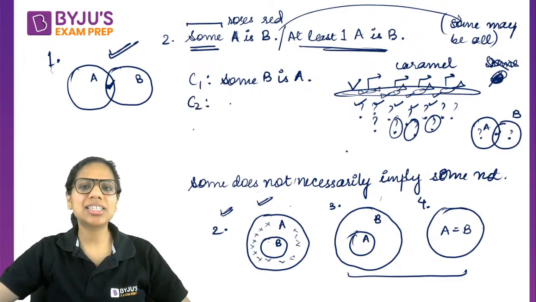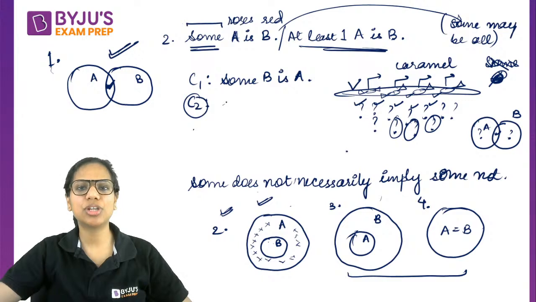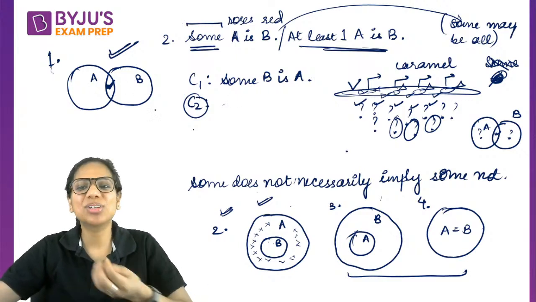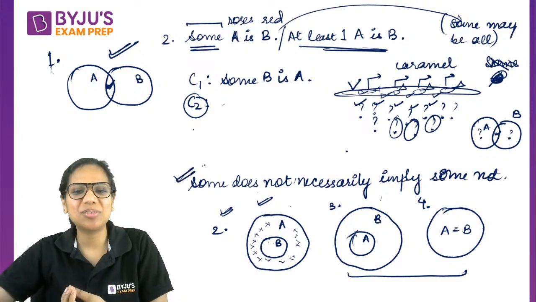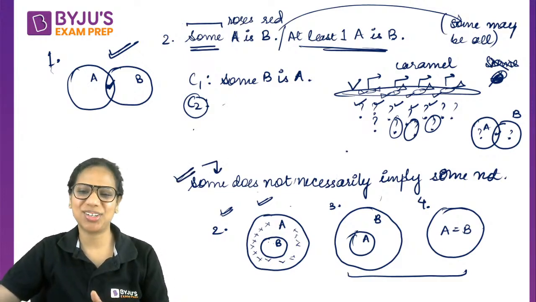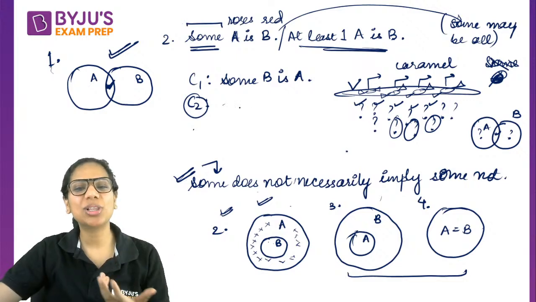Now, can I say some A is not B? Can I say some A is not B is an immediate inference? When I say some A is B, can I conclude some A is not B? I can't. We've just learnt it, right? Some does not necessarily imply some not. It is written right here. So no, I cannot.